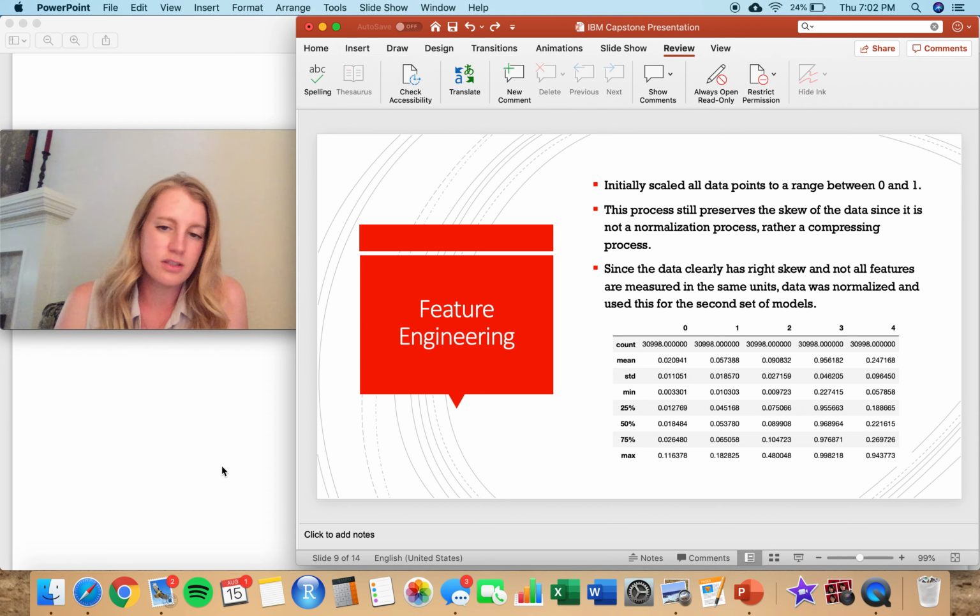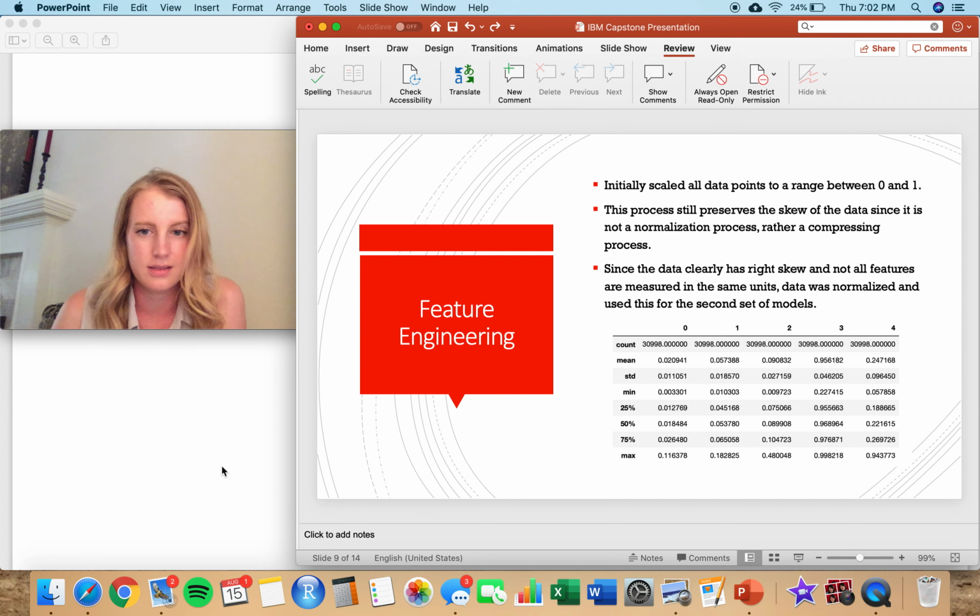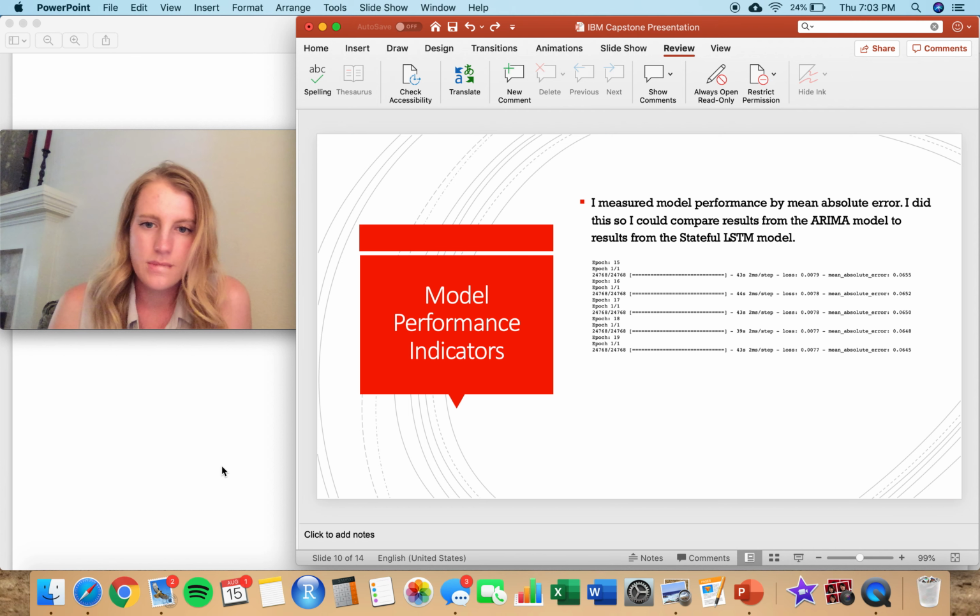My next step was feature engineering. Initially, I scaled all the data points to a range between 0 and 1. This process still preserved the skew of the data since it is not a normalization process, rather a compression process. Since the data clearly has right skew and not all features are measured in the same units, I normalized the data and used this for the second set of models. Here are summary statistics of the normalized data. For my model performance indicator, I used mean absolute error, so I could compare results from the ARIMA model to the results from the stateful LSTM.